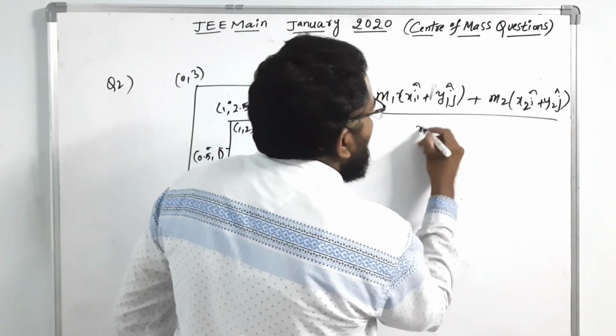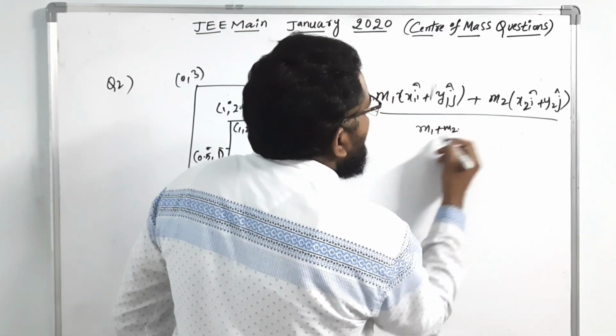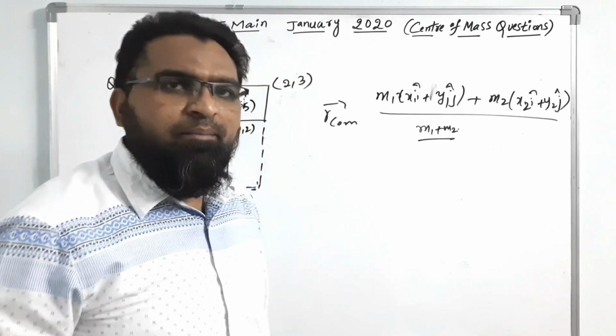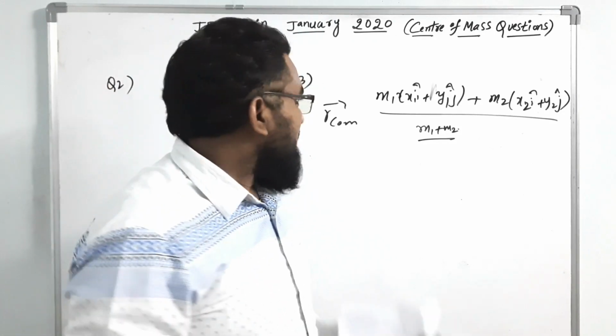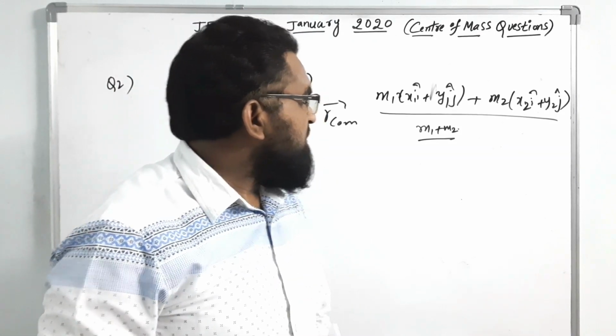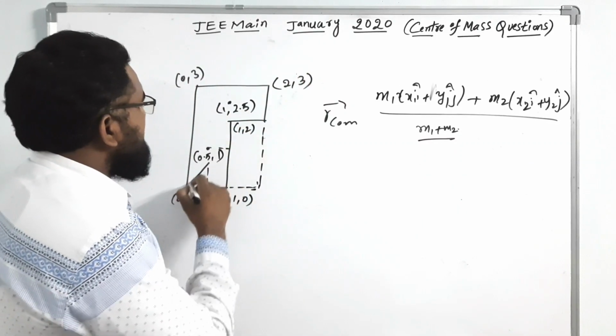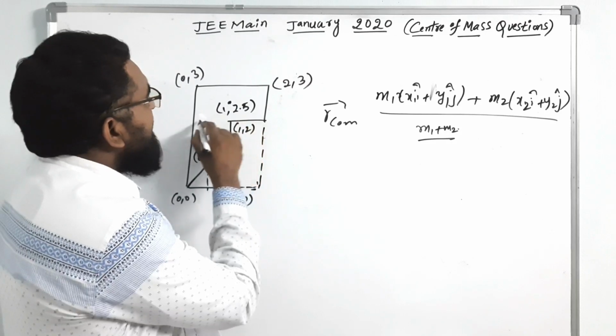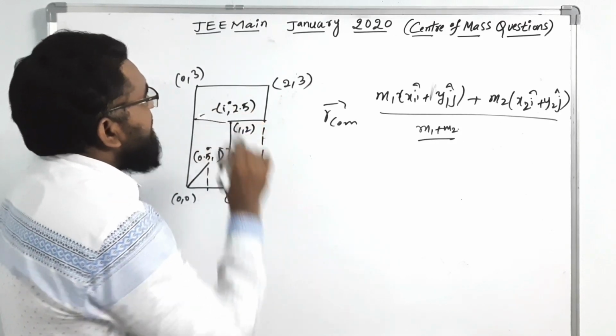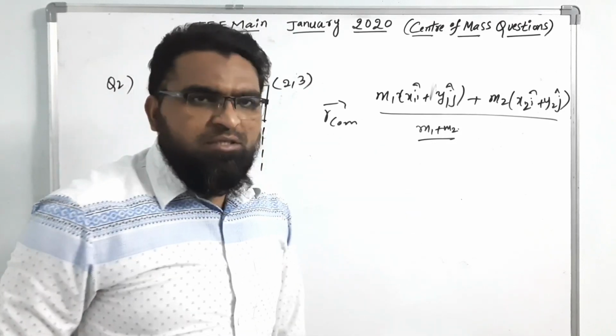Okay, divided by m1 plus m2. Actually here the masses are both the same. Next we have to substitute x1, y1, this is the position vector, and here also this is the position vector, 1 comma 2, at this point. So we have to substitute in these equations.